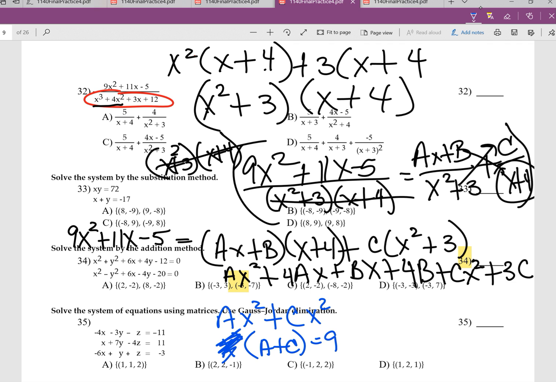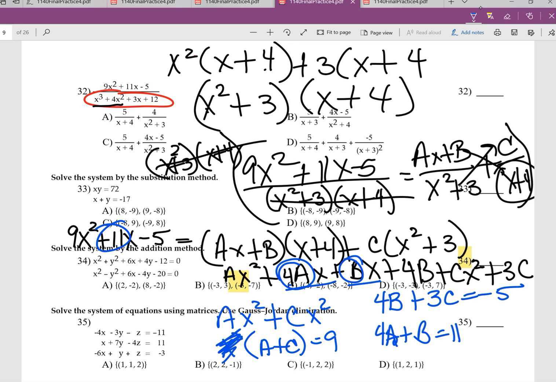As far as the x terms, I have this term, and that's it. So I do know that the x term, which is 11, so whatever I get here has to equal 11, and that's the 4a plus b has to equal 11, because you get the 4a plus b from here. And lastly, the single term, so 4b plus 3c has to equal -5. Okay.